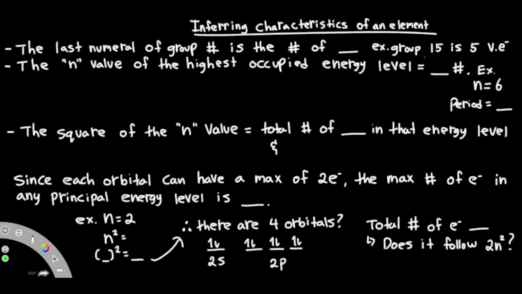Inferring characteristics of an element. The last numeral of the group number is the number of valence electrons. So 5 here is the last numeral, so it has 5 valence electrons. Elements in group 15 have 5 valence electrons.